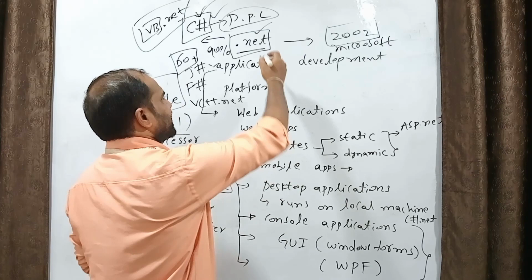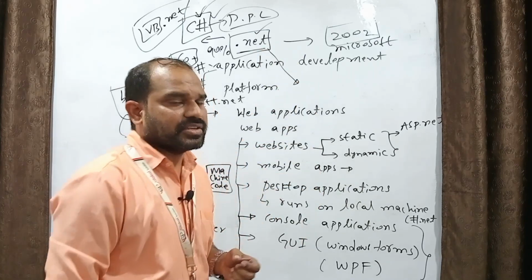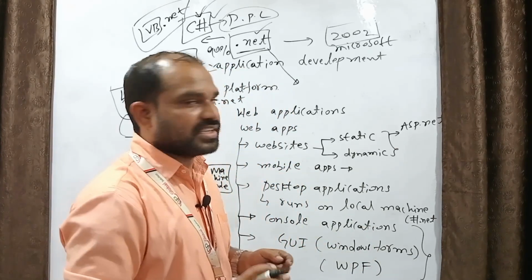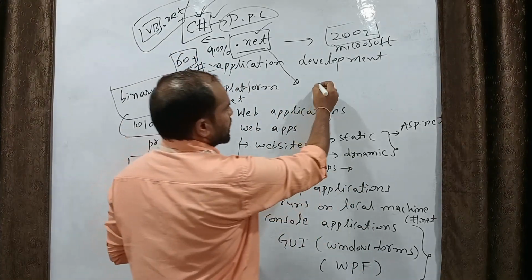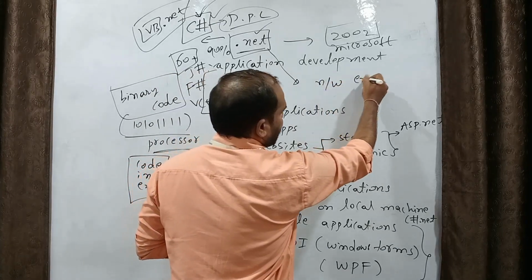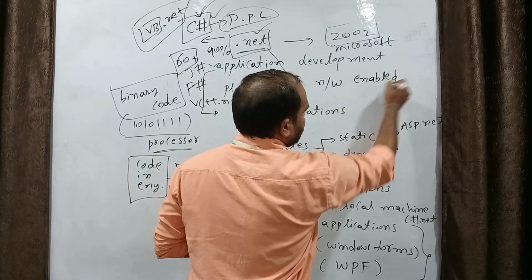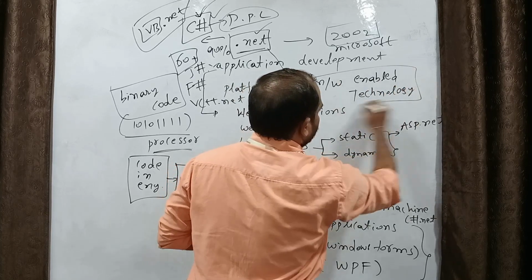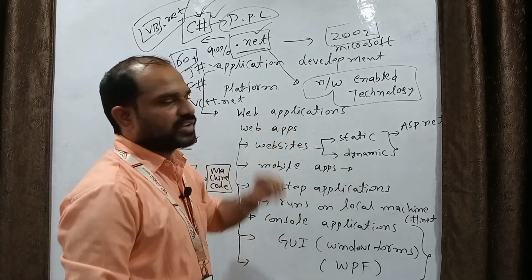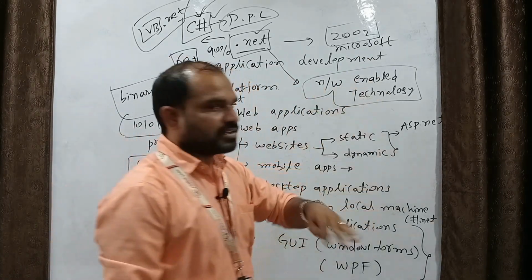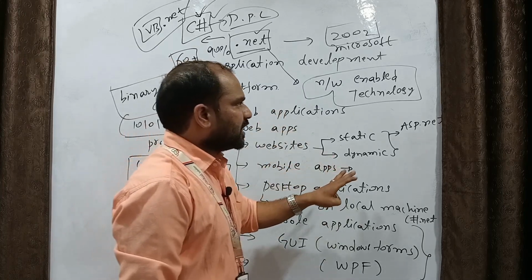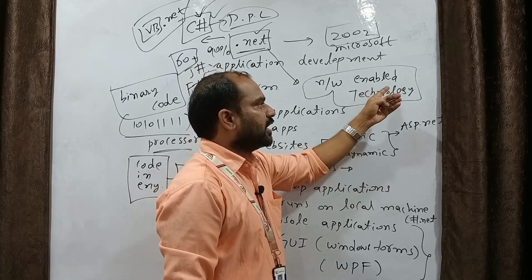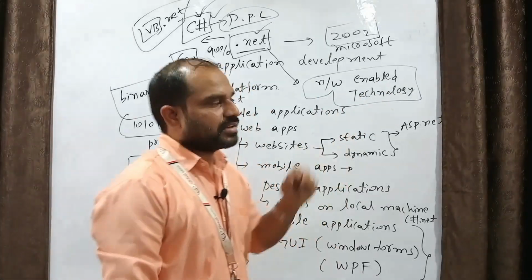Now, is there any abbreviation for .NET? There is no abbreviation or full form for .NET. Microsoft hasn't given one. But most people say it stands for network enabled technology. This is not an official one, but we can call it network enabled technology. It means that any .NET application has the capability to run in any type of network.